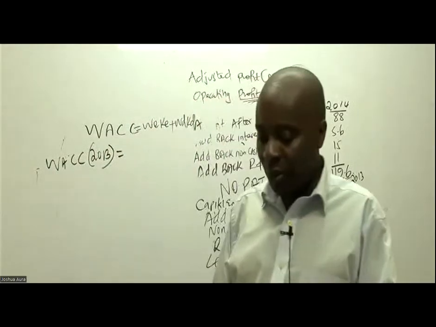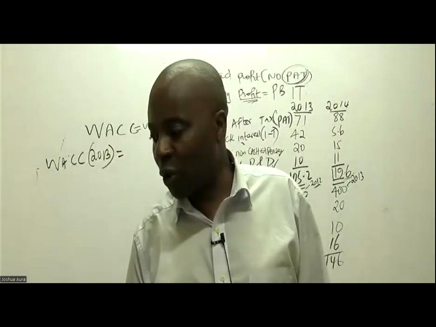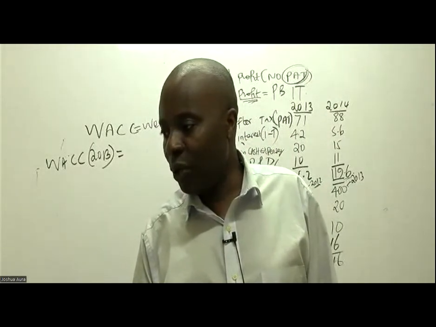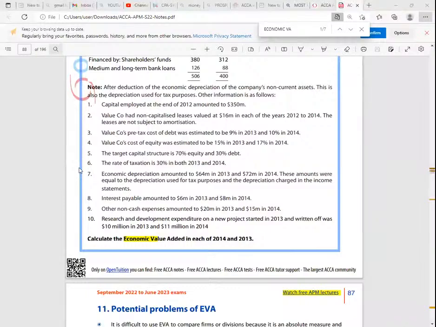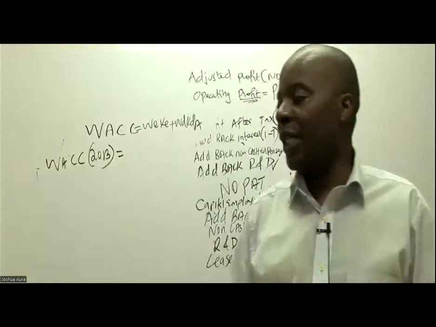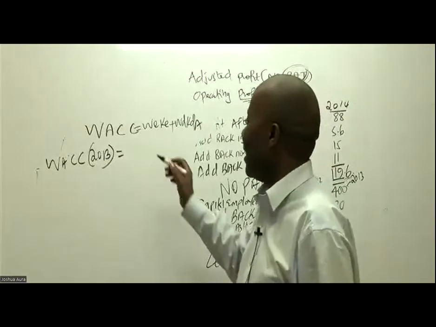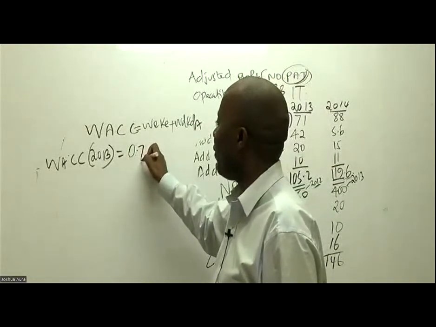Is there somebody who is able to see the weight of equity in the capital structure? Yeah, you can see that number 5. They've given us a target capital structure. Equity is 0.7. Debt is 30%. So 70% and 30%, 0.7 and 0.3. So the weight of equity is 0.7.